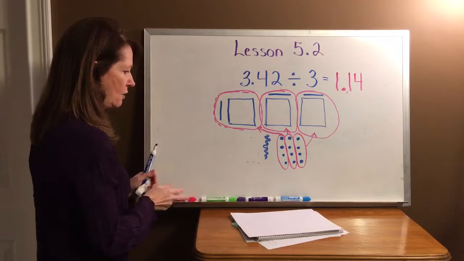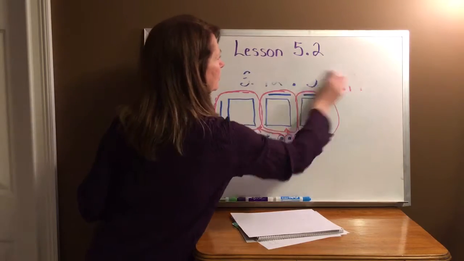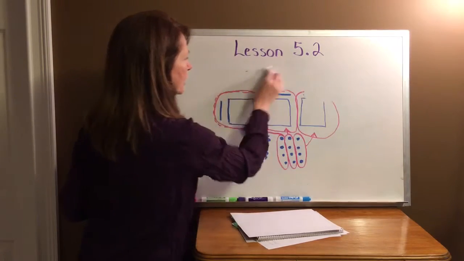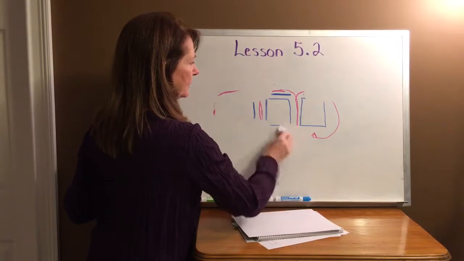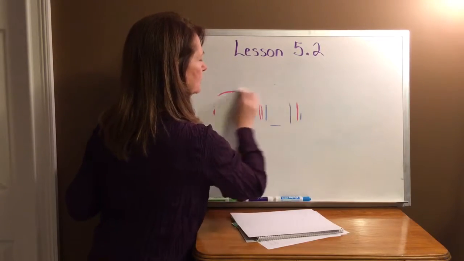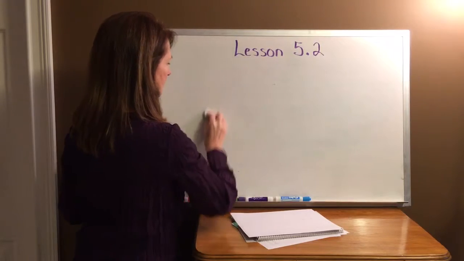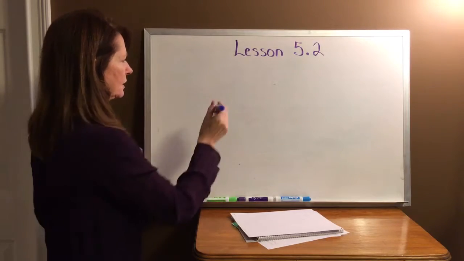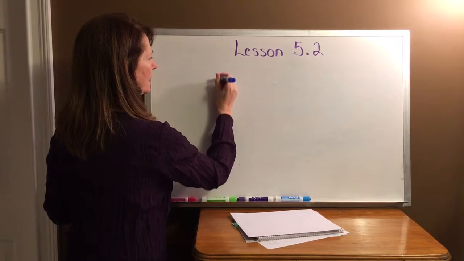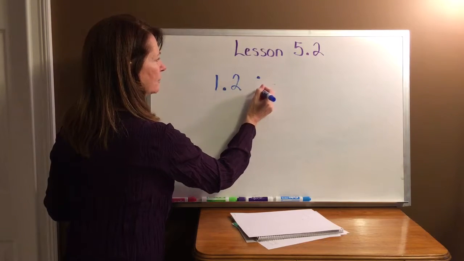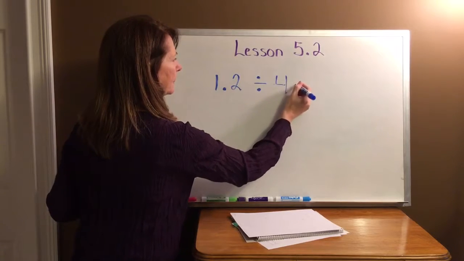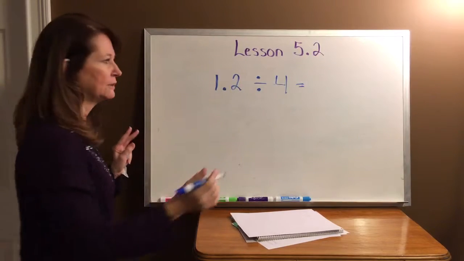Let's try it now with, this is actually a problem from our book, okay? The one coming up is from our book. So you'll notice it when you get to it. Here we go. Let's do this one. We've got 1 and 2/10 divided by 4. Okay, let's see what that looks like.